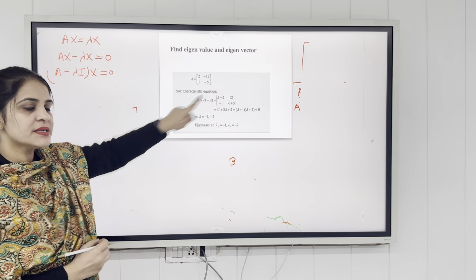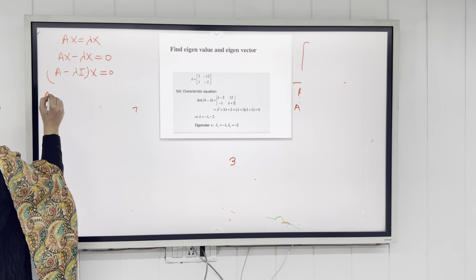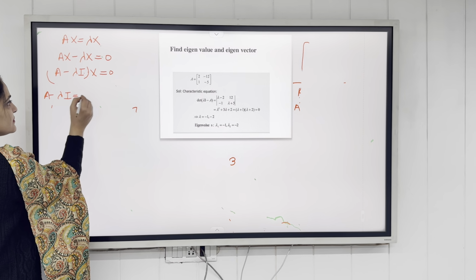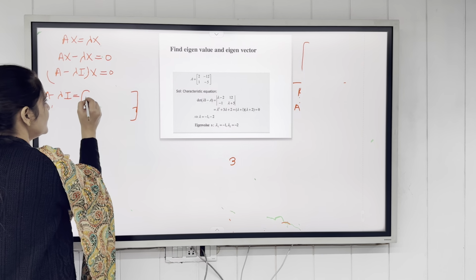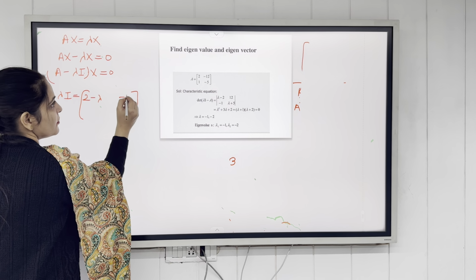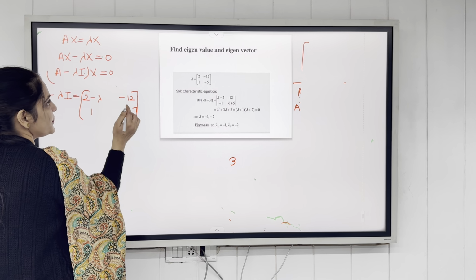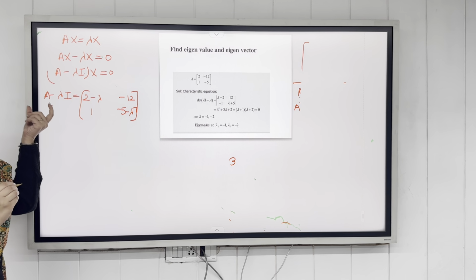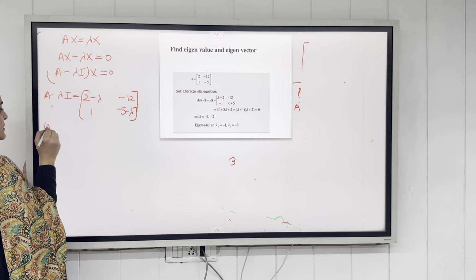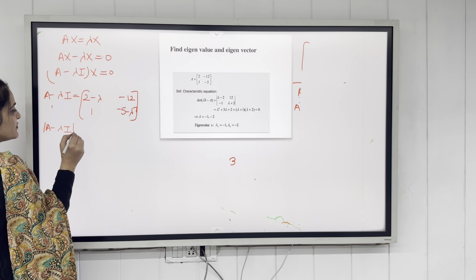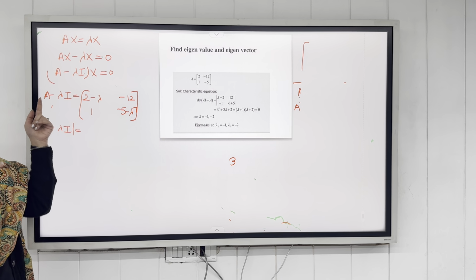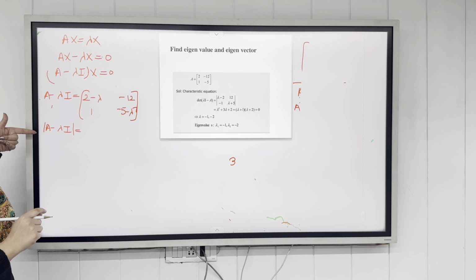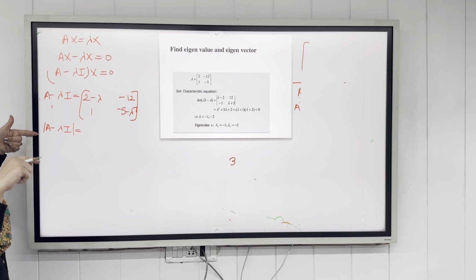So this is the A matrix. The very first step is to calculate A − λI. So A − λI will be [2 − λ, −12; 1, −5 − λ]. Now we have to take the determinant of this. The first step to calculate the eigenvalue is to calculate A − λI. The second step is to take its determinant and equate it to 0.